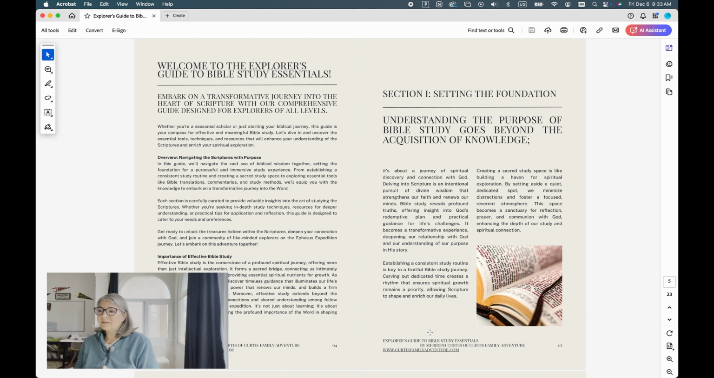So section one, setting the foundation, just goes into understanding the purpose of Bible study. Bible study is not about just gaining knowledge, but it's about a relationship with the creator of the universe. It is about entering into the dialogue, into the story of humanity and God's love for humanity. So we don't want to read the Bible simply for academic knowledge or a historical understanding. It is all of that, but it's so much more. This is a living and active word of God that we can read as a dialogue with the creator of the universe.